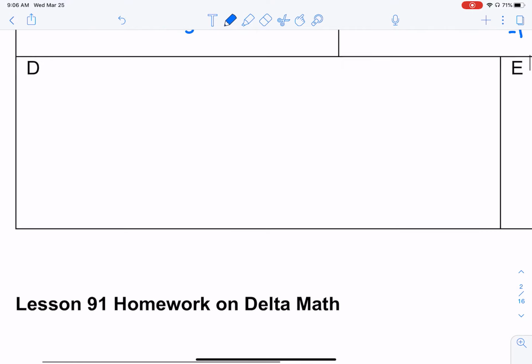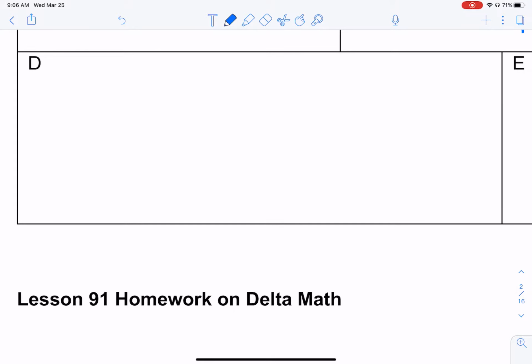Moving on to question D, we're going to do a sphere question. Find the volume of the sphere whose radius is 4. So I'm going to start off by writing my formula. I'll say that again because it's important. I start by writing my formula. Then I plug in the radius that's given. In this case, the radius is 4.